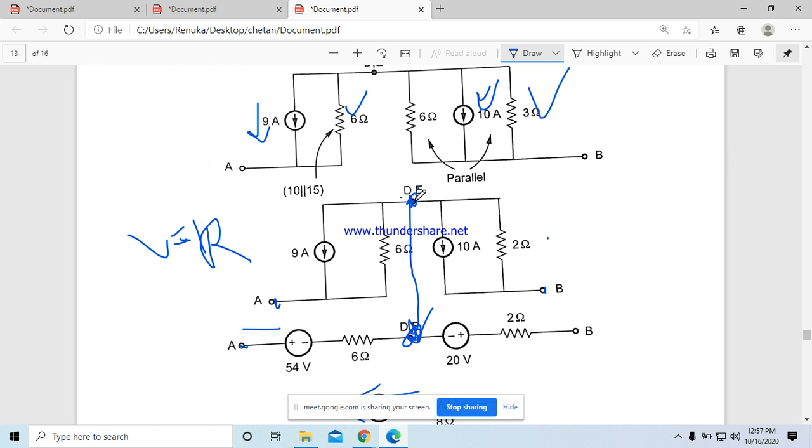In between A and D, here you can observe, in between A and D, what is that? Current source in parallel with resistor. Convert this current source into a voltage source. Draw this. 9 into 6 you will get 54, that is in series with 6 ohm. Nothing to worry. You have kept the same as it is.